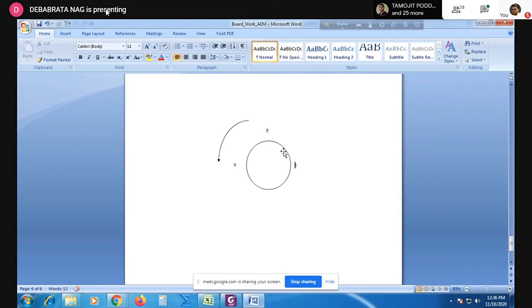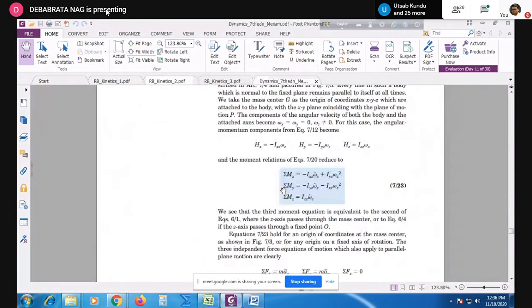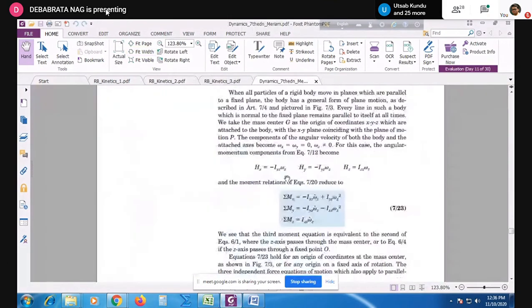So these are therefore the three equations. Please see, this is the Meriam-Kraige book, and you see this is the parallel plane motion. They have taken the z-axis as the axis of rotation, and just cross-check your equations you have written. Summation MAX is written as minus IXZ omega dot z plus IYZ omega z square. Summation MAY, which is our right hand side equation, all will be minus now. Minus IXZ omega z square minus IYZ omega dot z.